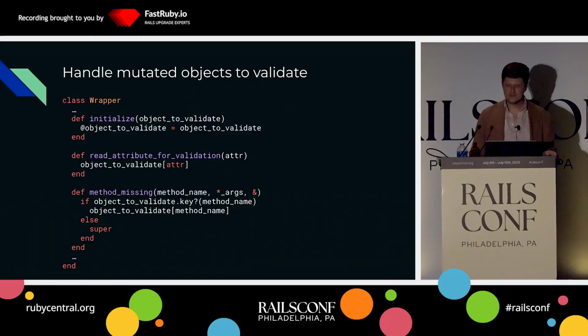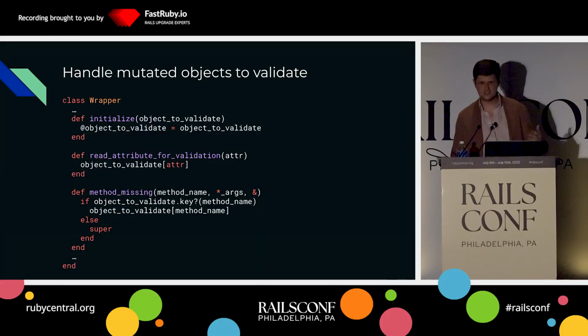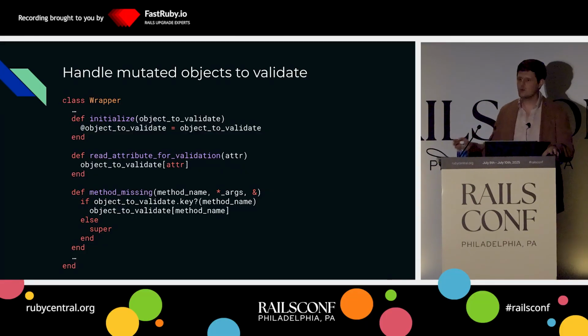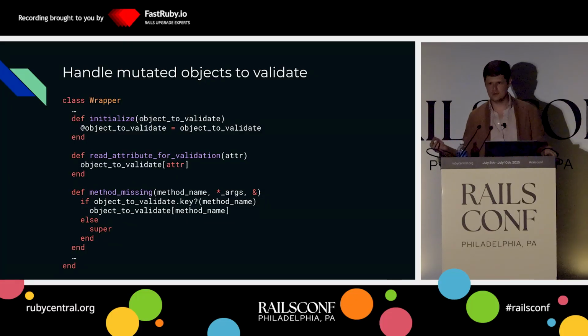And so we do have to get rid of our simple delegator, RIP, it did not last long. And we're just going to hold on to our object to validate, that hash again, in our instance variable in our constructor. We can bring back our read attribute for validation. That's just how it looked before. And now we'll handle that delegation through method missing. And so if the method is missing, check to see if it's a key on the hash. If so, return the value. Otherwise, do what you'd normally do.